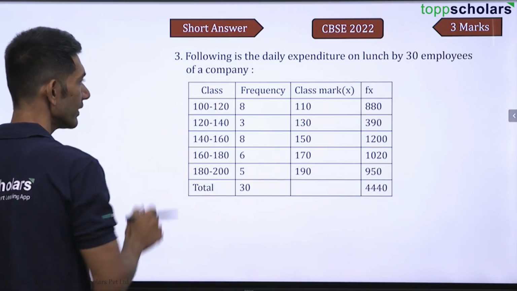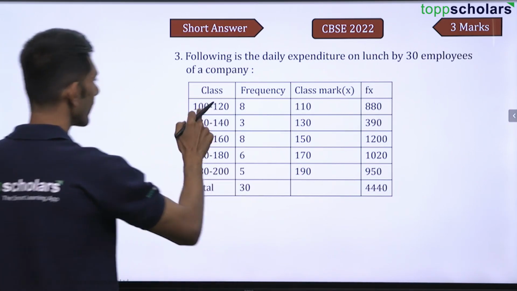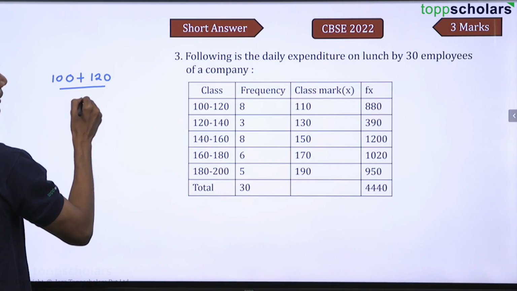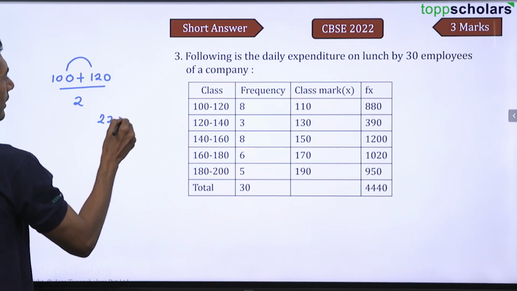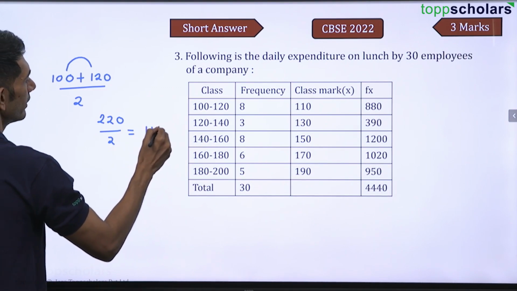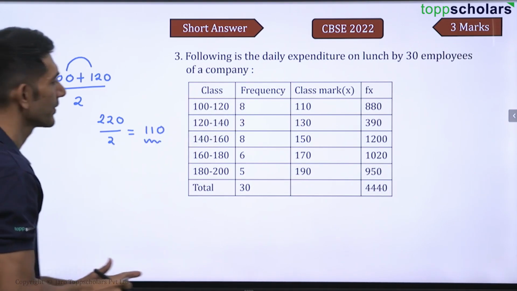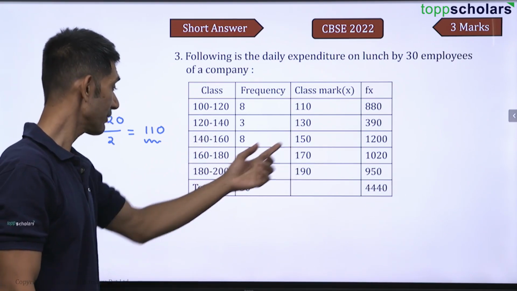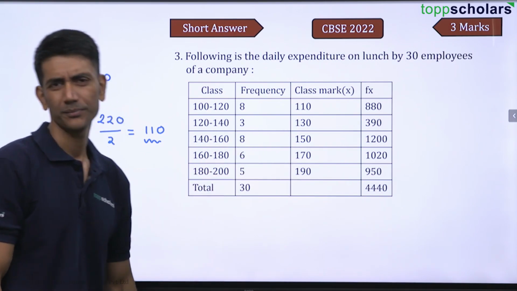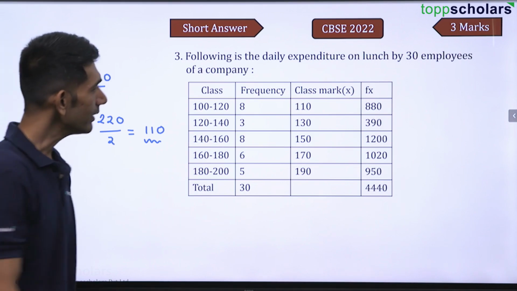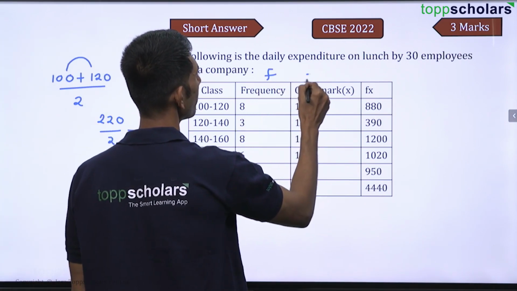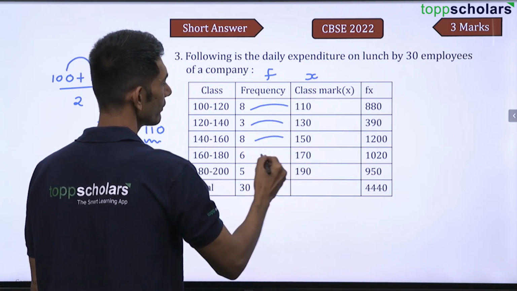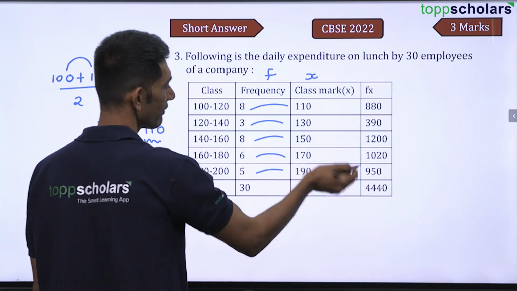But firstly, we know how to solve problems based on mean. We need the class interval. We need the frequency. We find out the class mark. So how do we find out the class mark? 100 plus 120 divided by 2. That is 220 divided by 2, which is 110. So this is the first class mark, 110. Then 120, 140, which is the middle number, 130. 140, 160, the middle number is 150, 170, 190 and so on. This is easy. Then we find out frequency multiplied by the class mark. 8 into 110, 880. 3 into 130, 390. 8 into 150. Then 6 into 170 and 5 into 190.